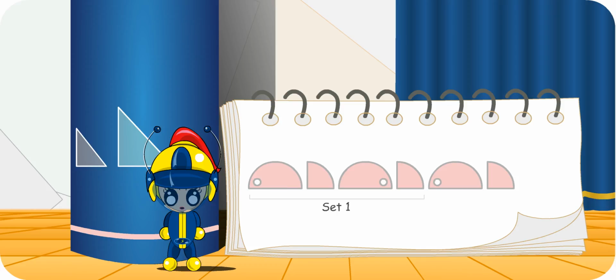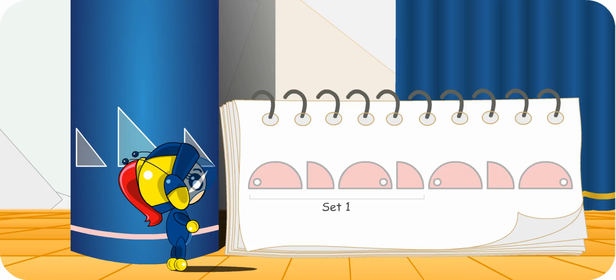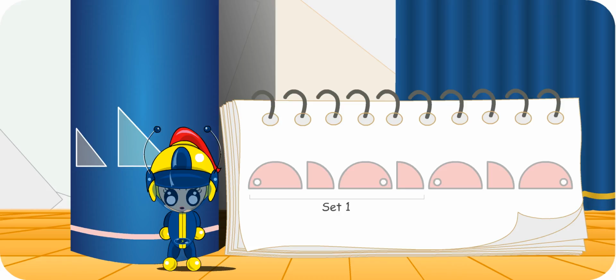Good that you can apply what you have learned earlier. So what's the shape that will come next? I need only to repeat set 1 to find out. The next shape is the semicircle with a circle at the right-hand corner. Wonderful!